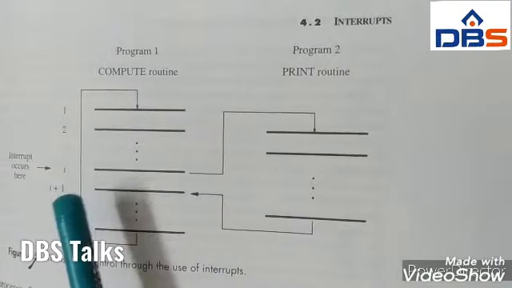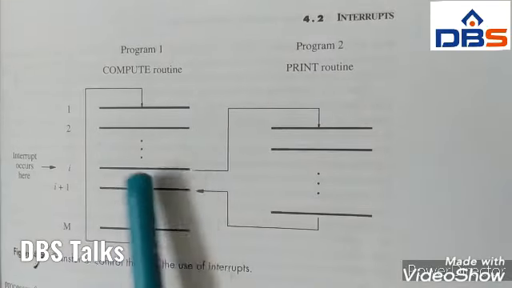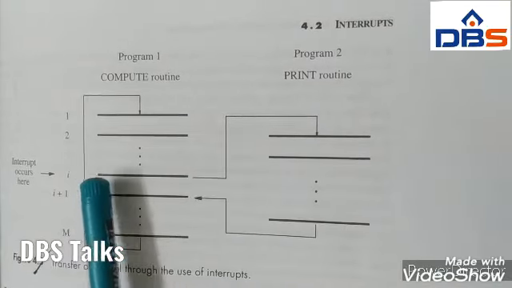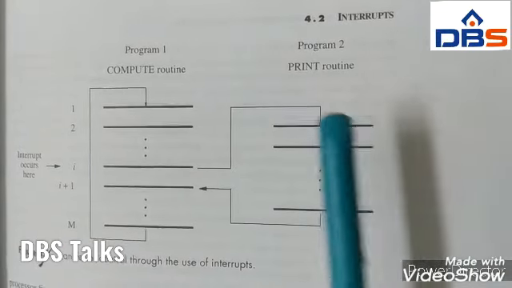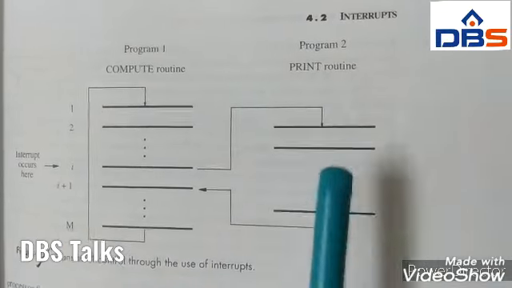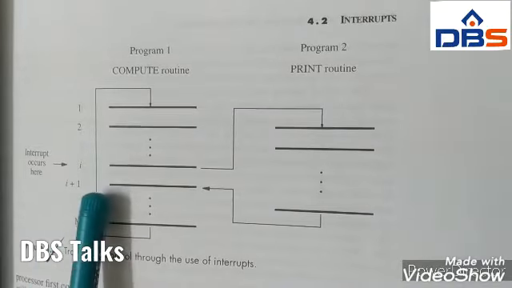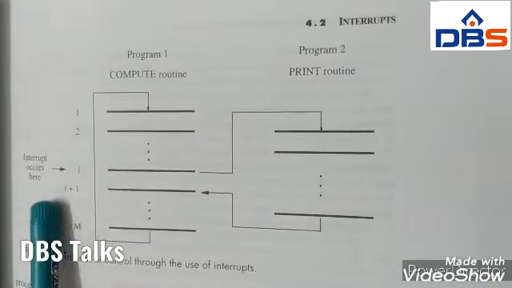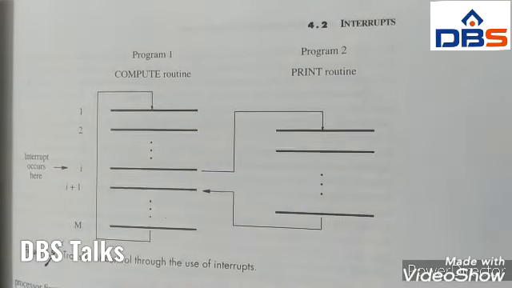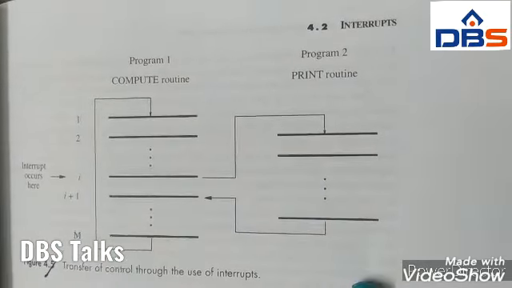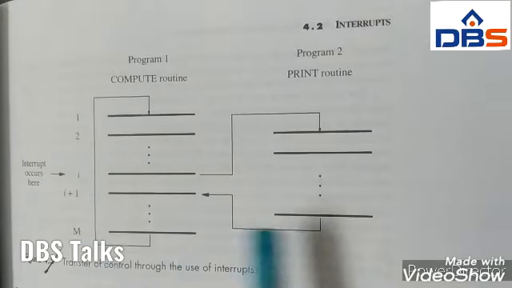Here the interrupt occurs and the program control is transferred to the print routine. After completing the print routine only, it comes back to the next line, that is I plus 1, and then the process continues. Now this is the way how the interrupts are maintained.